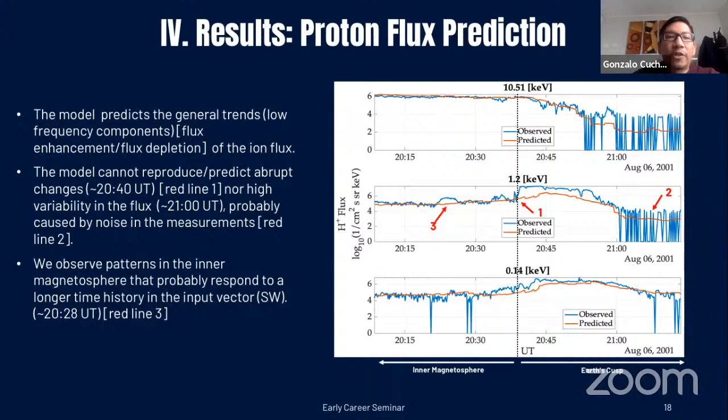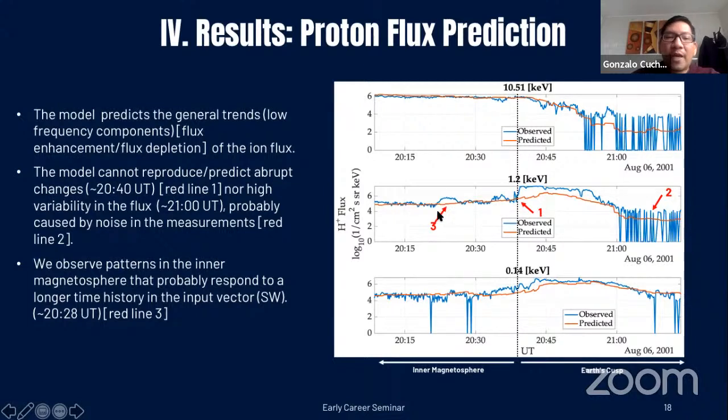The first one is that the model predicts the general trends, or the low frequency component. When we have a flux enhancement, the predicted value tries to provide that enhancement too. When we have a flux depletion, like in this case, the model can also predict that trend, but we acknowledge that the model cannot reproduce abrupt changes like we can observe here. So there is a kind of delay in the prediction, and also the model cannot reproduce the high variability in the signal that you can observe here, which is probably caused by noise in the measurements.